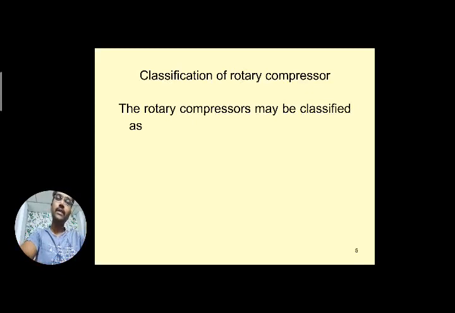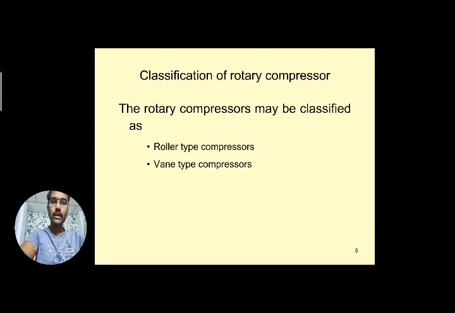Next, the classification of rotary compressors. They may be classified as roller type compressors, vane type compressors, and screw compressors. Next you can take centrifugal compressors. So these are the classifications: roller type, vane type, screw type, and centrifugal, which is a different case but may be considered under this classification. So remember these types: roller type, vane type, screw compressors, and centrifugal compressor.